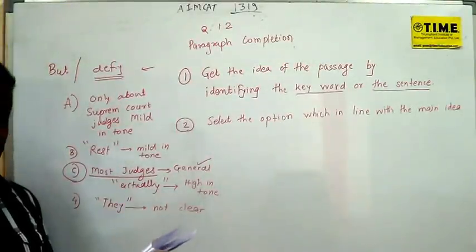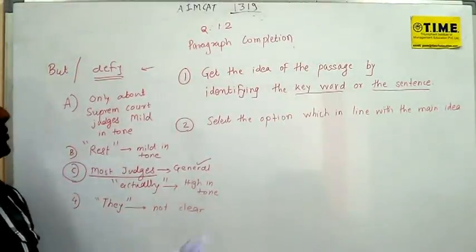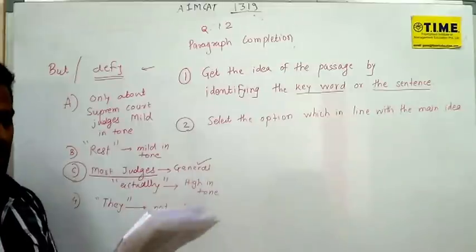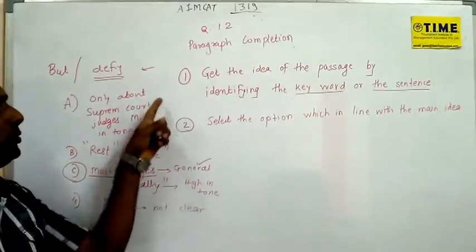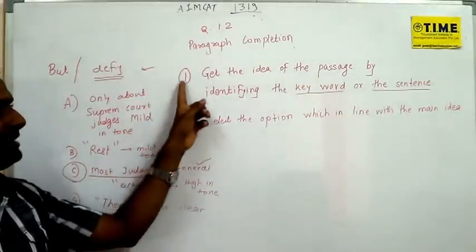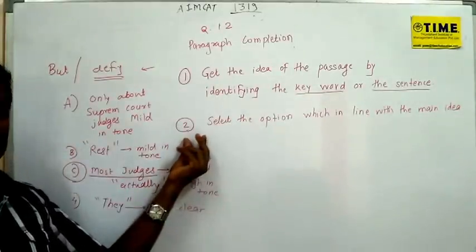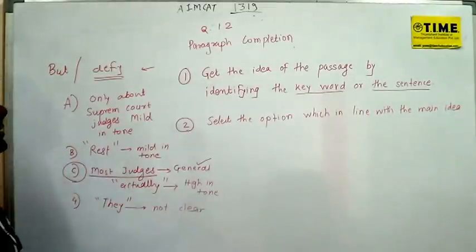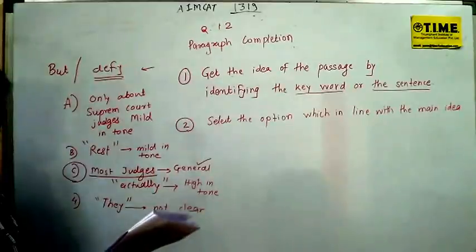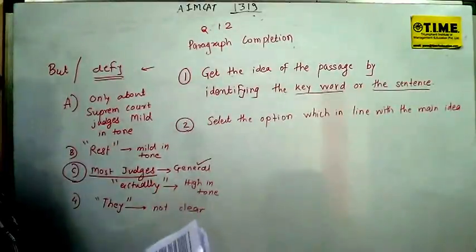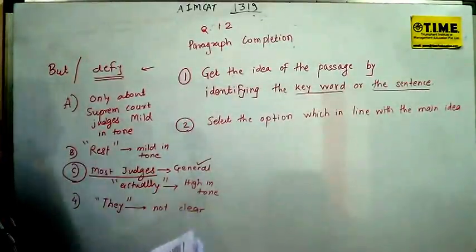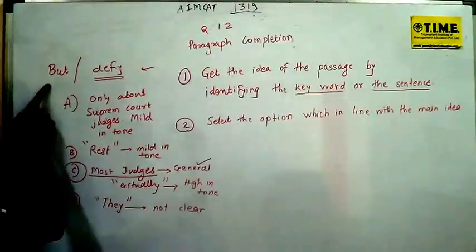Okay. Now let's do question number 12, which is also based on paragraph completion. As I have explained earlier, you have to follow these two steps: getting the main idea by identifying the keyword, and select the option which is in line with the main idea. Now here in question 12, the main sentence or the key sentence is the last sentence, which starts with but.